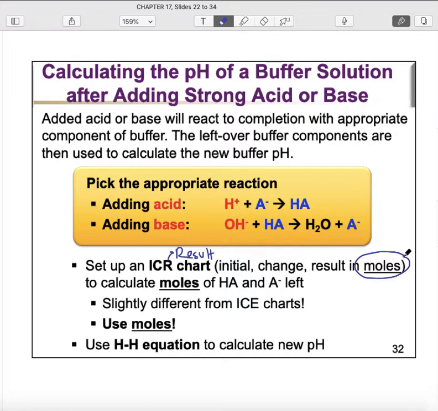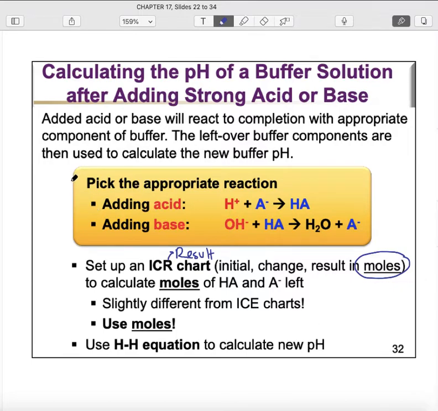So this ICR chart is really just an accounting table for us to see, okay, this is the number of moles that we are starting with. Once we add the acid or we add the base, what is the end product? How much is left in terms of moles out of the buffer components? Once we figure out the number of moles of the buffer components that are left, then we're going to plug them back into the Henderson-Hasselbalch equation to calculate the new pH.